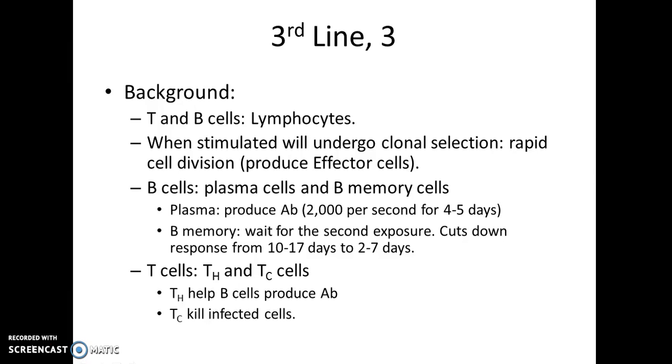Now, the T cells also have two effector cells. They produce TH cells, called T helper cells, and TC cells, which are called cytotoxic T cells. T helper cells will help the B cells produce antibodies, whereas the TC cells will kill infected cells by poking holes in them. Now remember, T and B cells originate from the bone marrow. B cells will mature in the bone marrow, and T cells will mature in the thymus with help from thymosin. That's the hormone that the thymus produces.